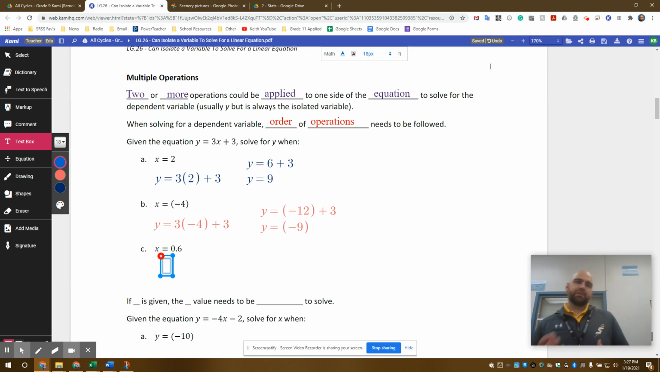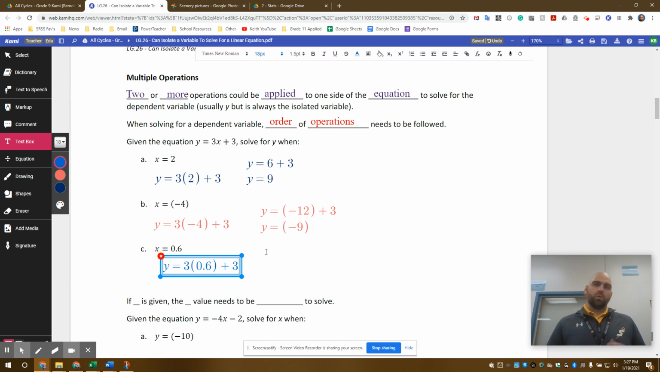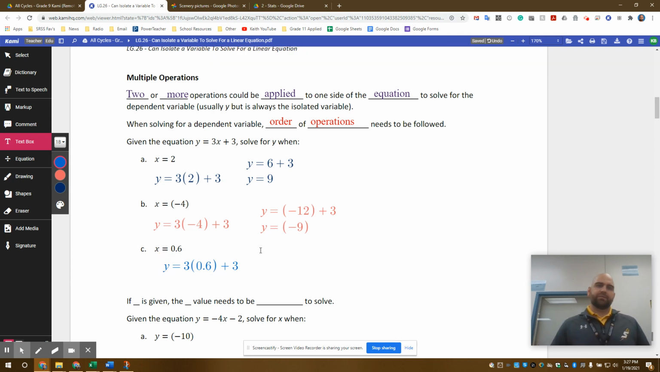The last one here, we're given a decimal. Again, that works exactly the same as with everything else. We plug the decimal into the equation. 3 times 0.6 plus 3. But we insert the variable that we're given. So we're given x, we insert it into our equation. Now 3 times 0.6 is 1.8.